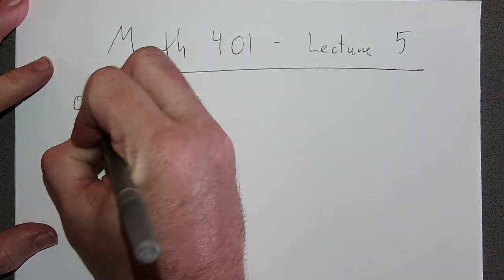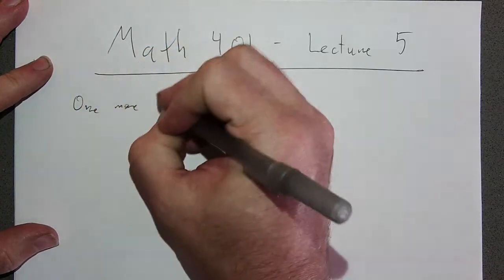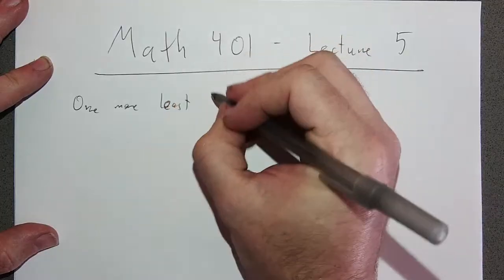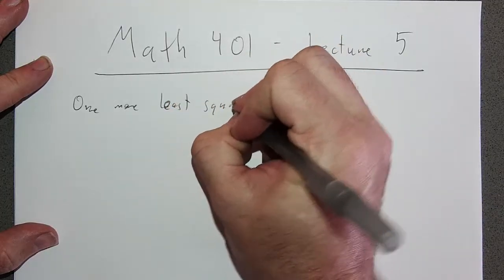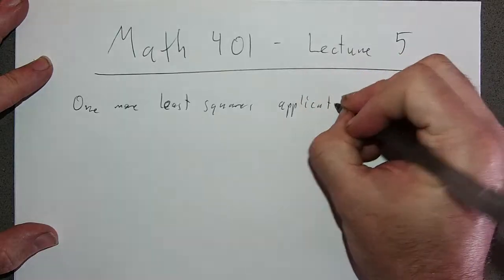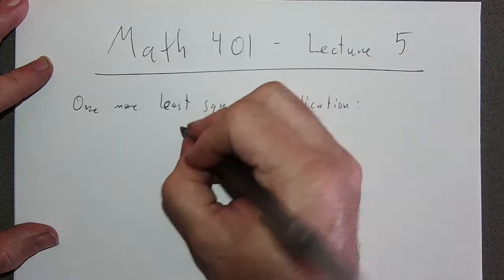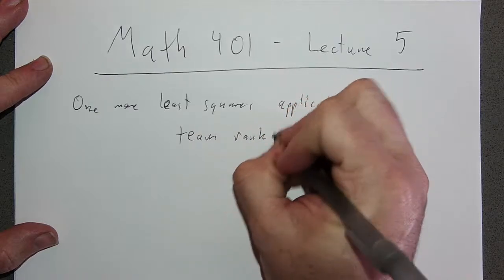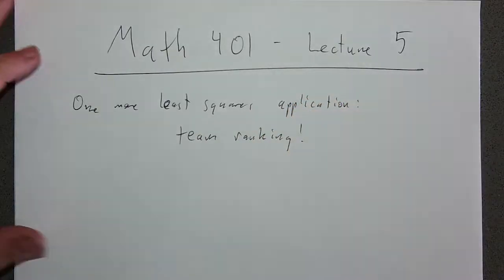So one more for now. We'll actually see at least one more application of least squares. So one more least squares application, and this is team ranking. So what do I mean by team ranking?